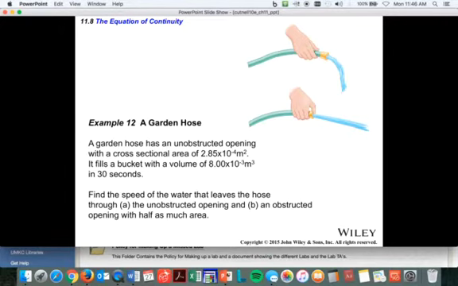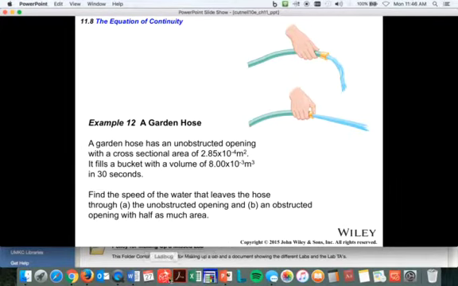Okay, so a garden hose has an unobstructed opening with a cross-sectional area of 2.85 times 10 to the negative 4 meters squared. It fills a bucket with a volume of 8 times 10 to the negative 3 cubic meters in 30 seconds. Hey, we've got a flow rate. Find the speed that the water leaves the hose through the unobstructed opening, and through an obstructed nozzle with half as much area. This is kind of a tricky problem. Let's just do this on our own, and then I think we can call it quits on this. I could walk you through the slide, but let me show you it so that you get used to seeing what the equations look like written out.